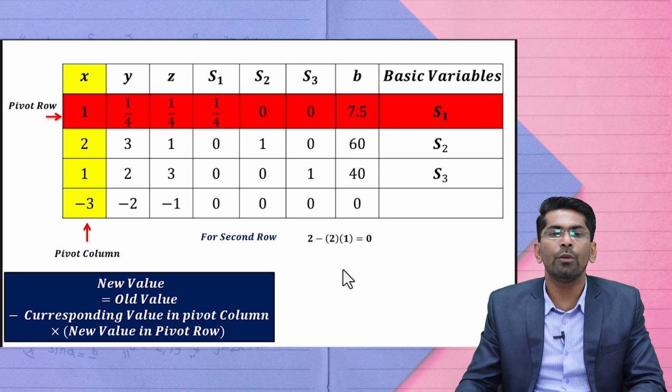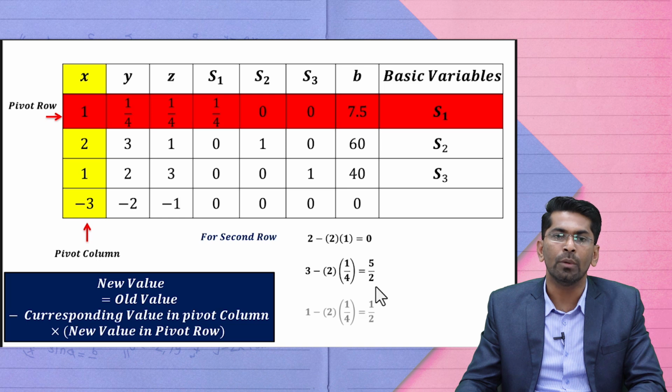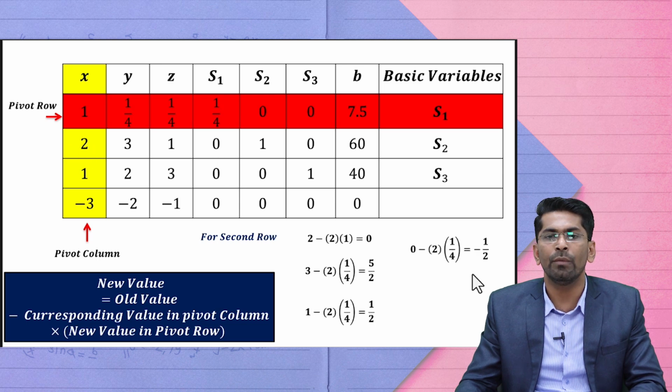So here I am going to consider the first one, 2 minus 2 into 1, which is equal to 0. Similarly, the second element, that is 3 minus 2 into the new value 1 by 4, which is equal to 5 by 2. Similarly, 1 minus 2 into 1 by 4, which is equal to 1 by 2. Then 0 minus 2 into 1 by 4, which is equal to minus 1 by 2. Then 1 minus 2 into 0, which is equal to 1.